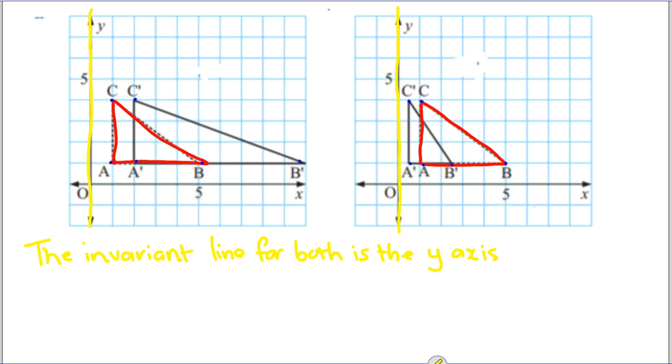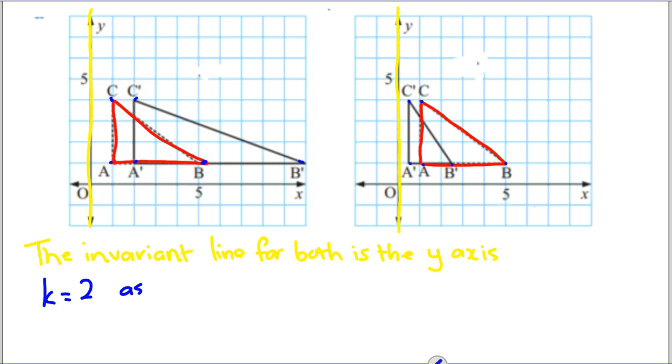Now they've both got different scale factors, stretch factors. Sometimes they call it scale factor, sometimes stretch factor, same thing. We just call it K. So what is the scale factor for the first one? Going from the red object to the black image, or we can show the purple if you prefer, it stretched away, it got further away. So it doubled, would you say? Going from A to A dash, the distance from the yellow line doubled. Going from C to C dash, the distance from the yellow line doubled. And going from B to B dash, it went from 5 units away from the invariant line to 10 units away. So K equals 2.